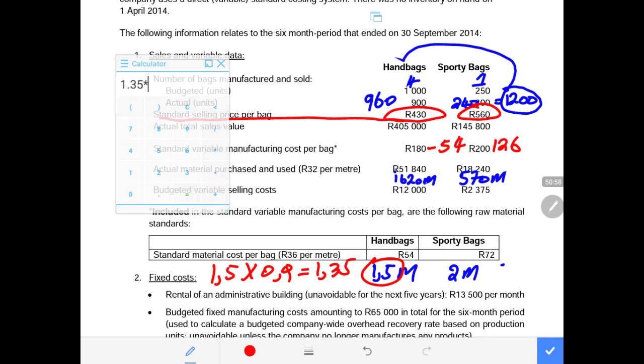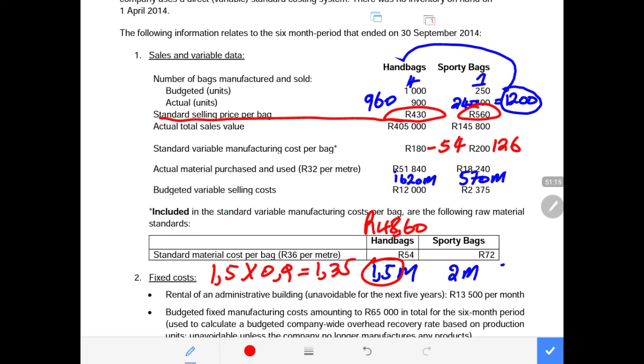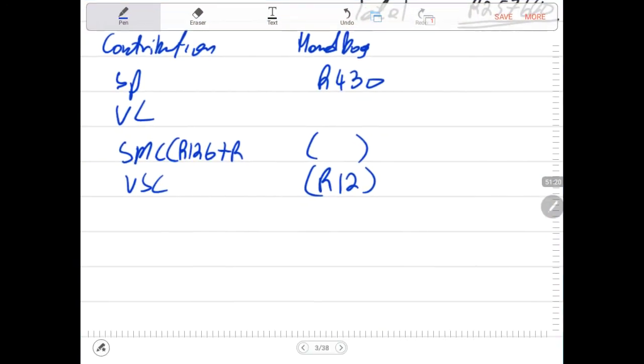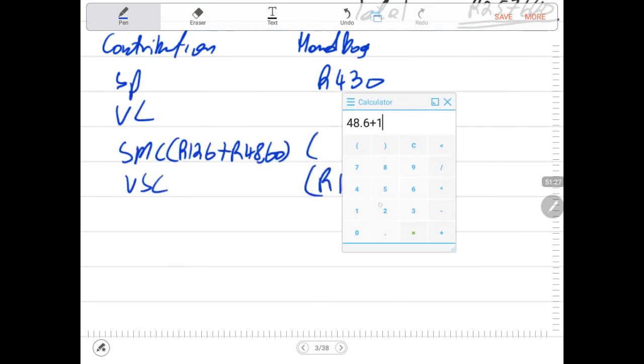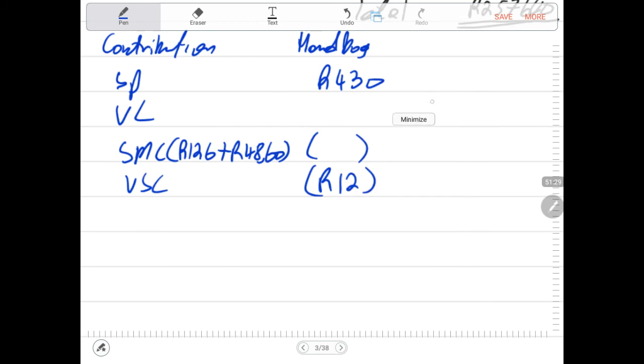1.35 times 36 rand per meter gives us 48.60, no longer 54. So now it will be 48 rand 60 cents per unit. Now the standard raw material per bag is 48 rand 60 cents. So we add that 48 rand 60 cents here, then we add the 126 that remained the same. We get 174.60.